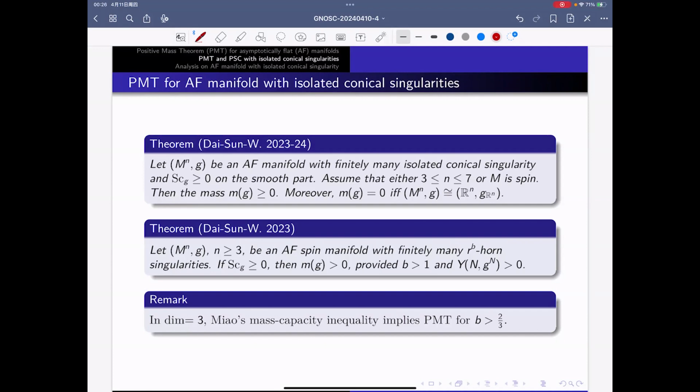So this result should be the sharp result in dimension 3, because we know the three-dimensional negative mass Schwarzschild metric has a horn singularity with b equal to 3/2. And I think in general dimension we should be able to get a similar sharp result. Yeah.